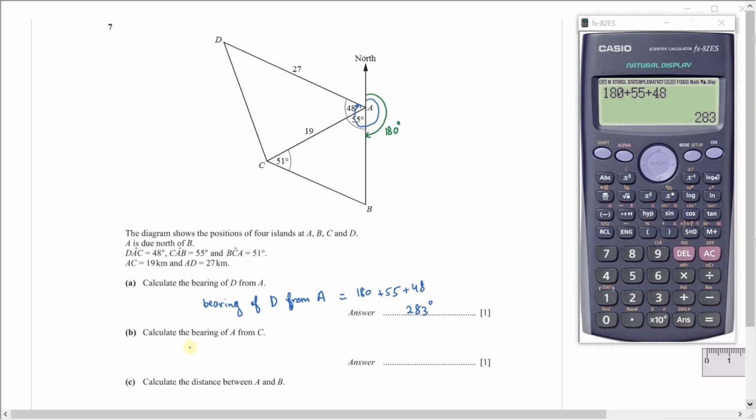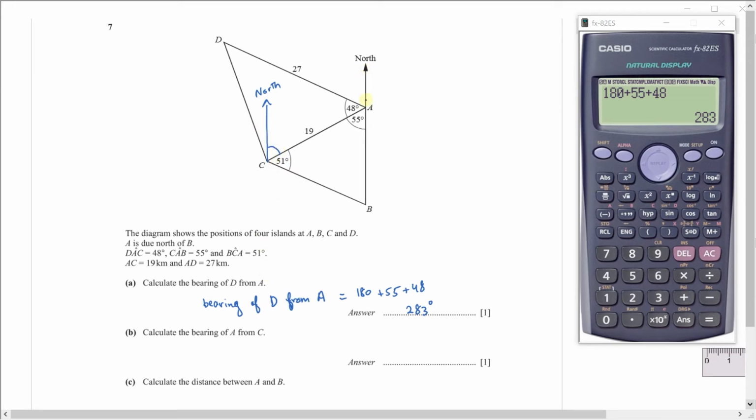The next part is calculate the bearing of A from C. So let me just erase this. If I draw a line which represents the north of C, it will be this line, which is north of C, and we have to calculate the bearing of A from C. So this will be the bearing that we need to calculate.